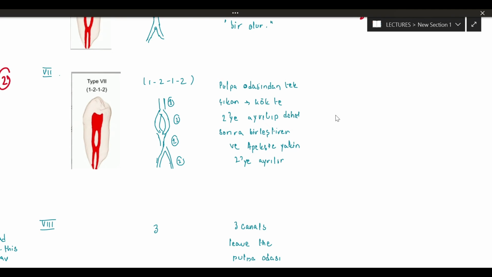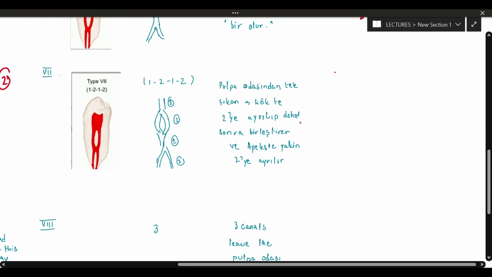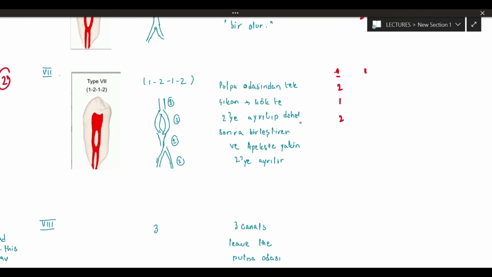Then comes the class 7 or type 7, whatever you want to say. It can be the most complex of all, you know, lot of branching here. 1 2 1 2. What does this mean? That on leaving the pulpal chamber, the root canal leaves as a single canal, then it divides into two, and then it converges again as one, and we have said from 4 to 7 there will be two canals leaving. So on the apical foramen it divides again into two.